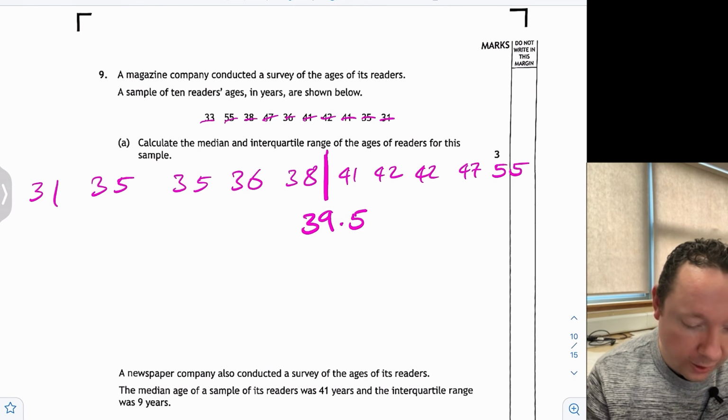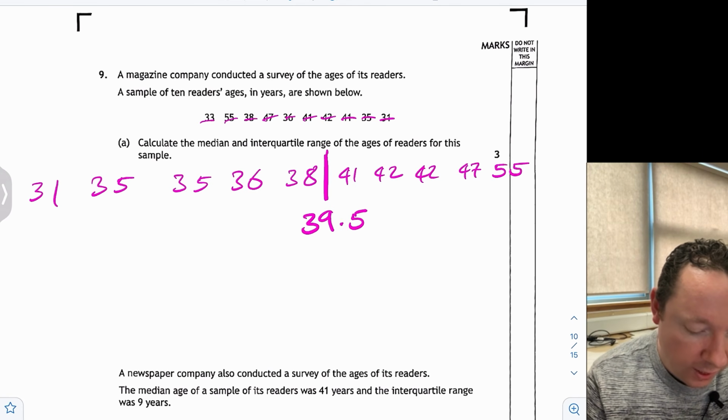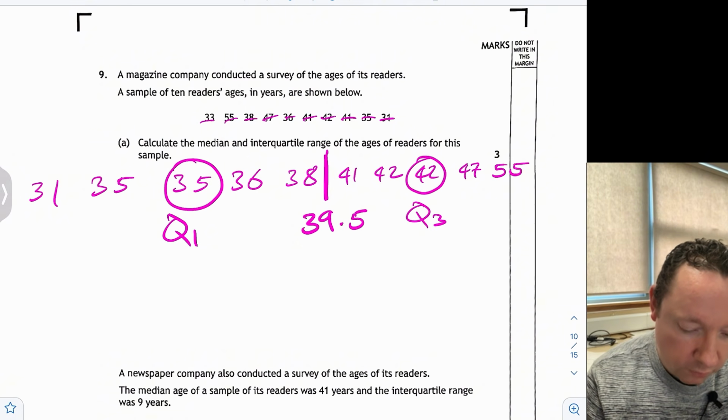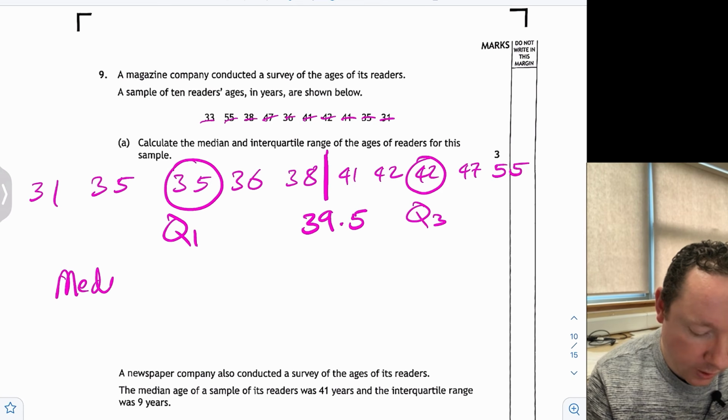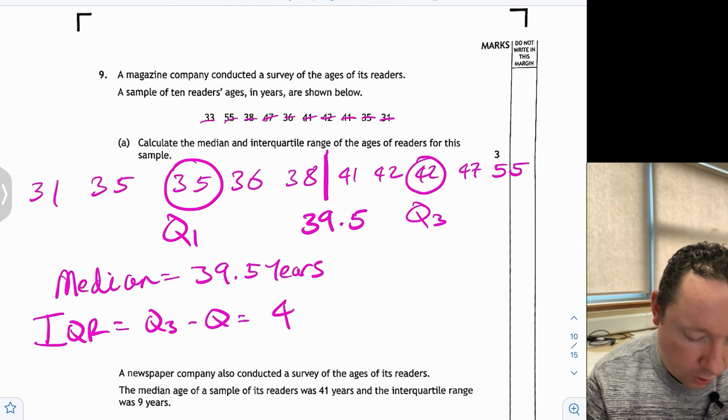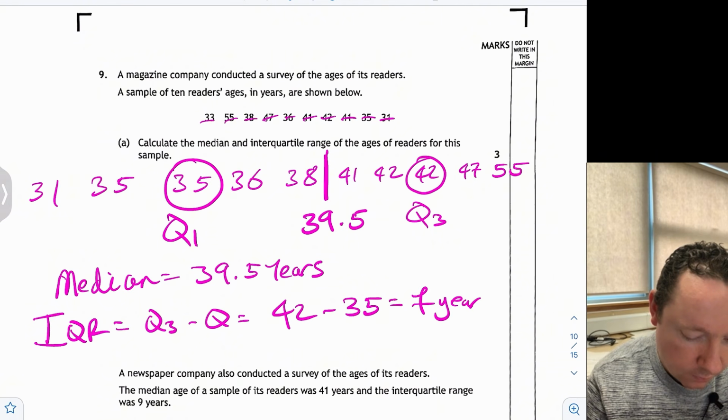Now to get your quartiles, I want the middle of the left, so there's 1, 2, 3, 4, 5, so it's a 1 here, which is 35. That's quartile 1. And the middle of the right, there's 5 again, so it's the middle of those 5, so that's quartile 3. So we can say our median is 39.5 years, and our interquartile range is Q3 minus Q1. 42 minus 35 is 7 years.